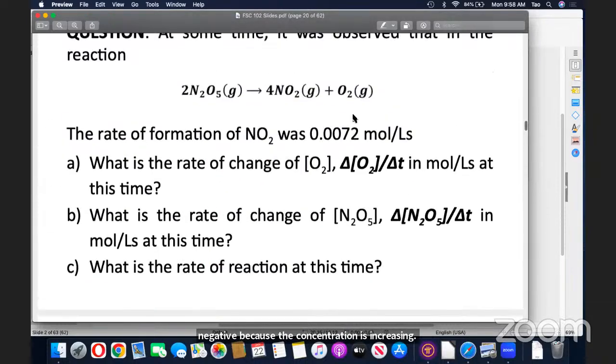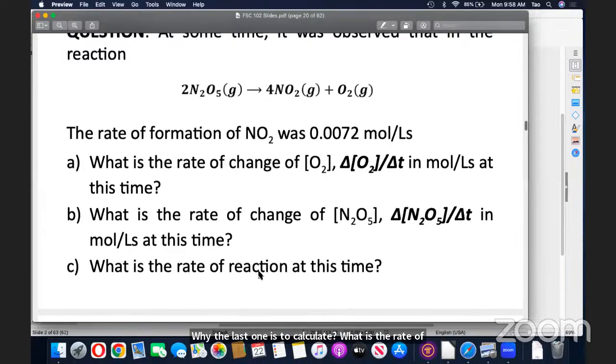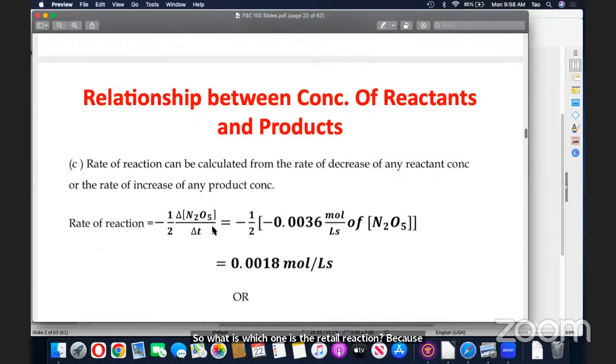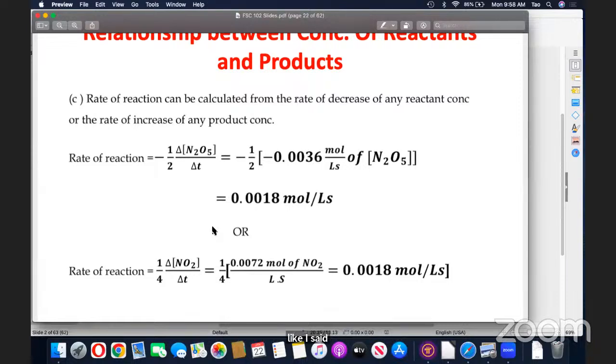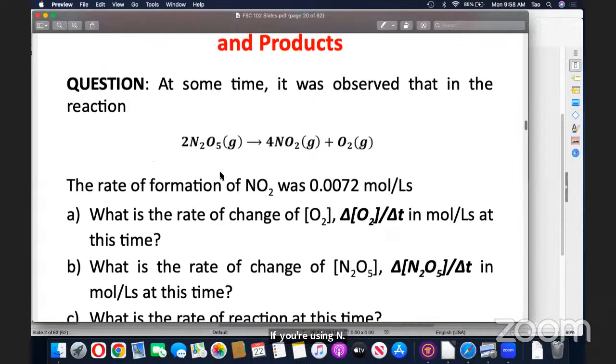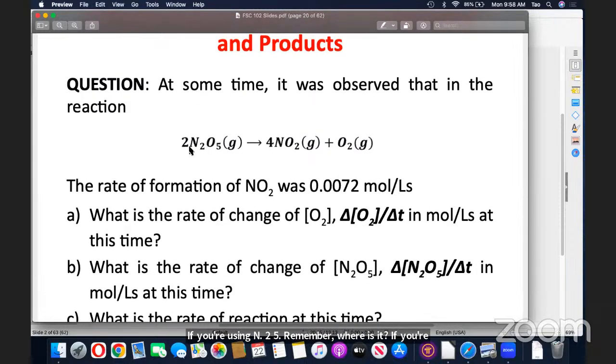Now, remember, there are 3 questions here. The first one is to calculate the rate of change of O2 using the rate of change of NO2. The second one is to calculate the rate of change of N2O5 using the rate of change of NO2. The last one is to calculate the rate of this reaction itself, because there are 3 rates here now. So which one is the rate of reaction? Like I said, you can use any of these, but at the end of the day, you must build it down to 1 mole. If you're using N2O5, it's going to be 1 mole.